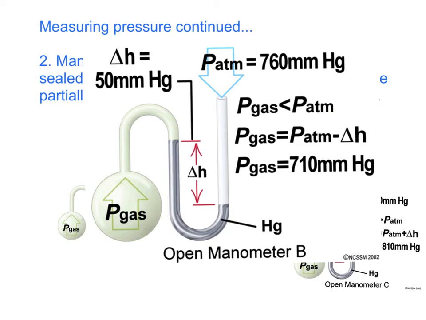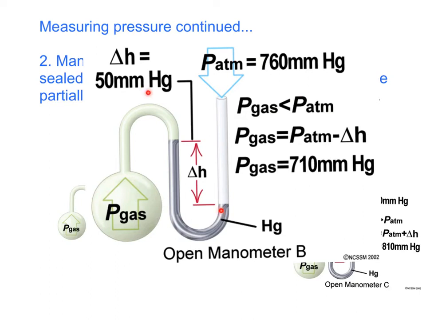So how do we find the pressure of the gas? Well, we simply take the greater value and subtract off the height difference. Okay, we're going to take the atmospheric pressure minus the height difference of 50 millimeters. And today the atmospheric pressure is 760. So 760 minus 50 would mean that the gas pressure is 710.